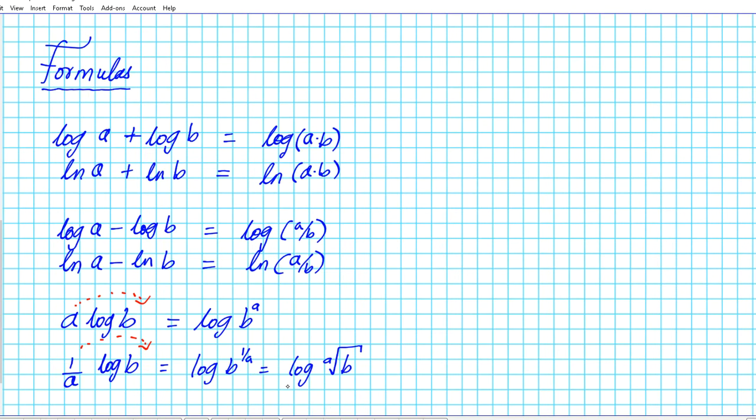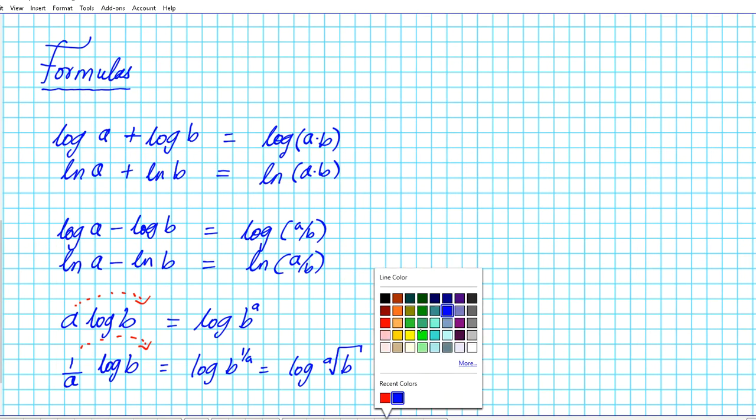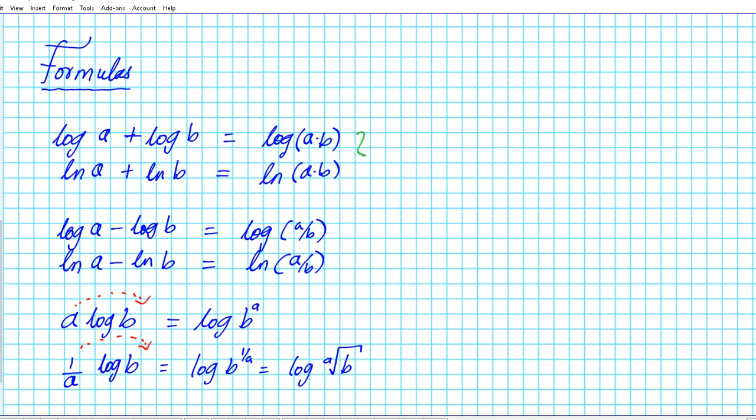So let's go ahead and keep these formulas in mind. Let's title them as we go through the examples. So this is the product property, this is the quotient property of logarithms, and these are the power property of logarithms. Alright, let's take a look at some examples.